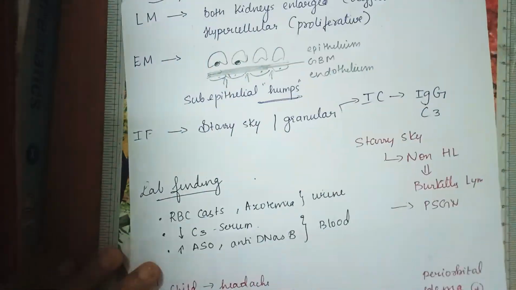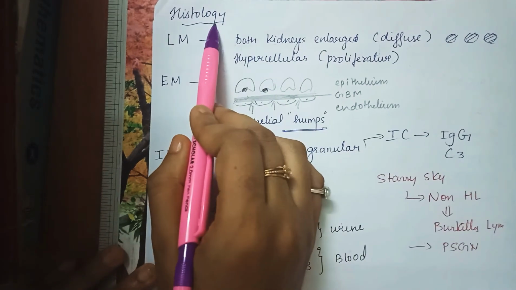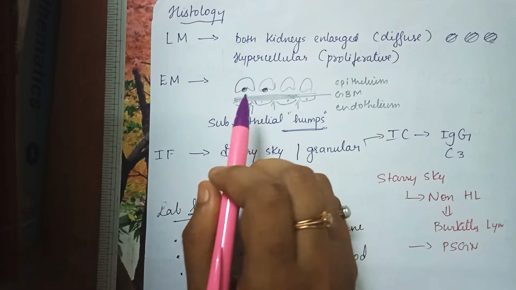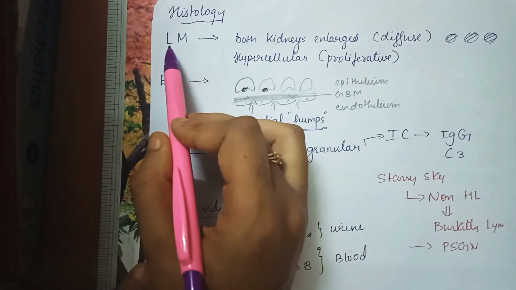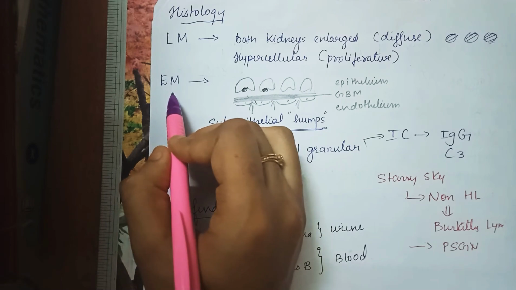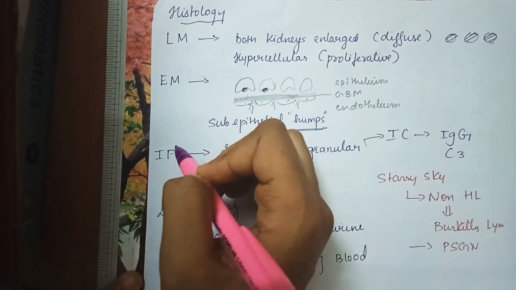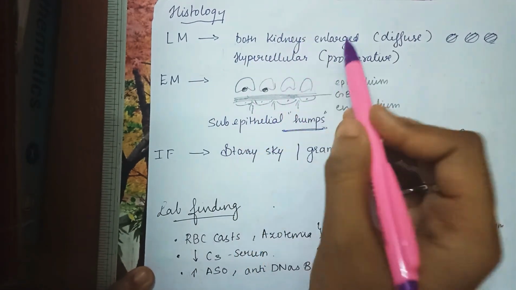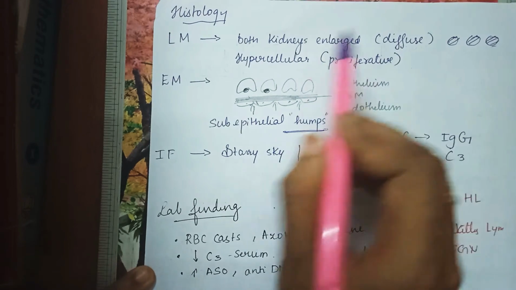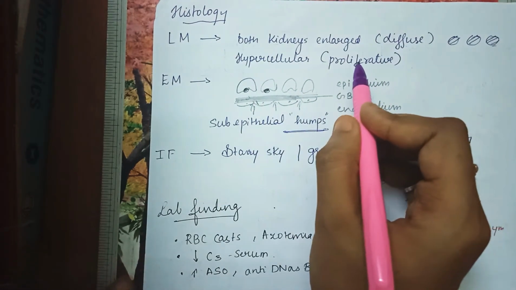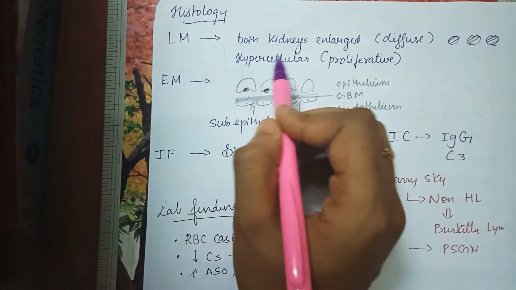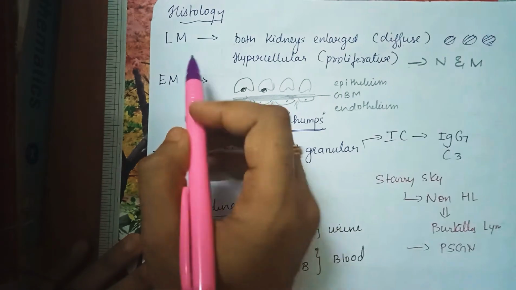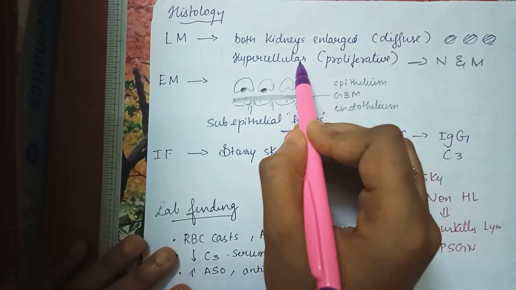I will explain why that is. So first, let us understand the histological findings. Remember, in nephrotic and nephritic syndromes, in almost all the diseases, we can see light microscopy, electron microscopy, and immunofluorescence. When I am talking about light microscopy, both the kidneys are enlarged, that is diffuse. When I say hypercellular, even in light microscopy the glomerulus is hypercellular, mainly because of lots of neutrophils and monocytes. These are the light microscopy findings: diffuse and hypercellular.